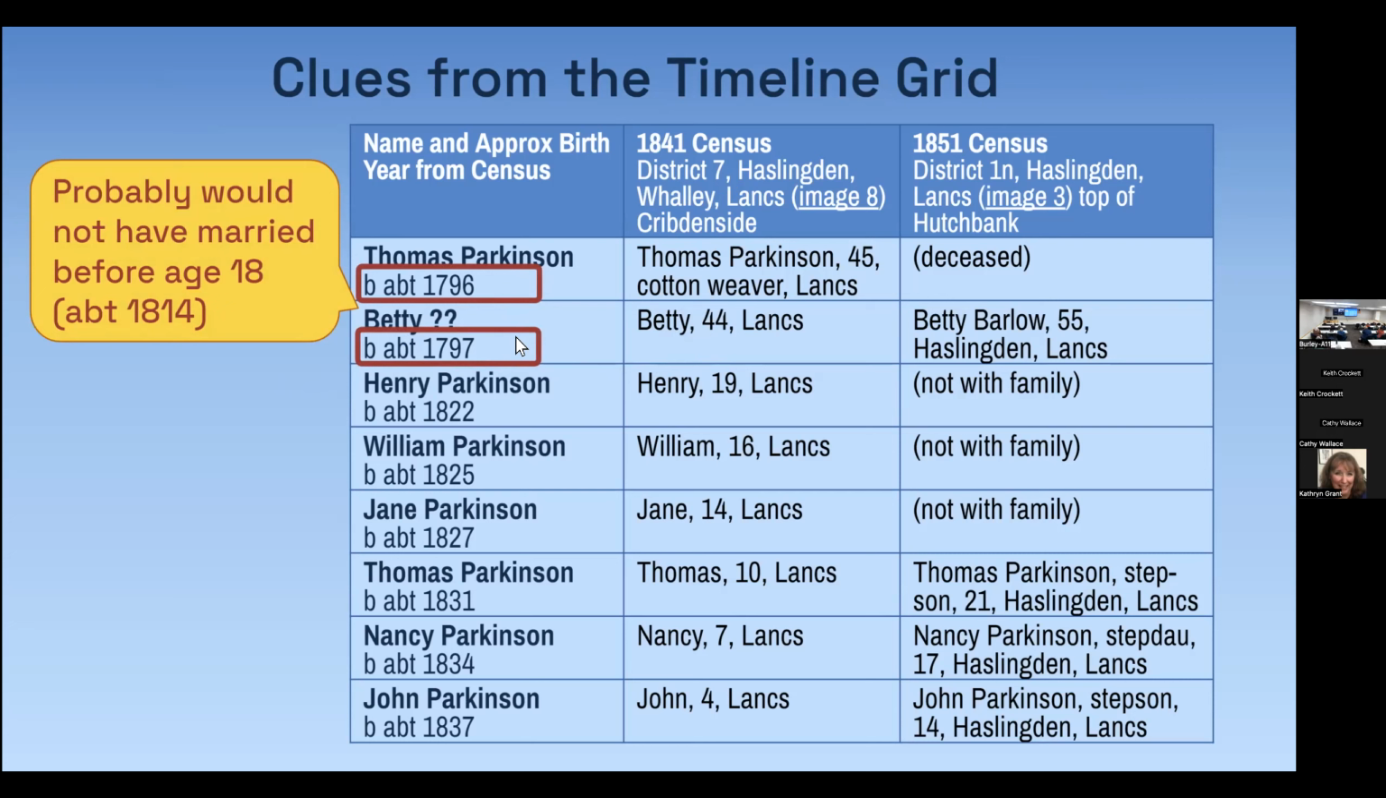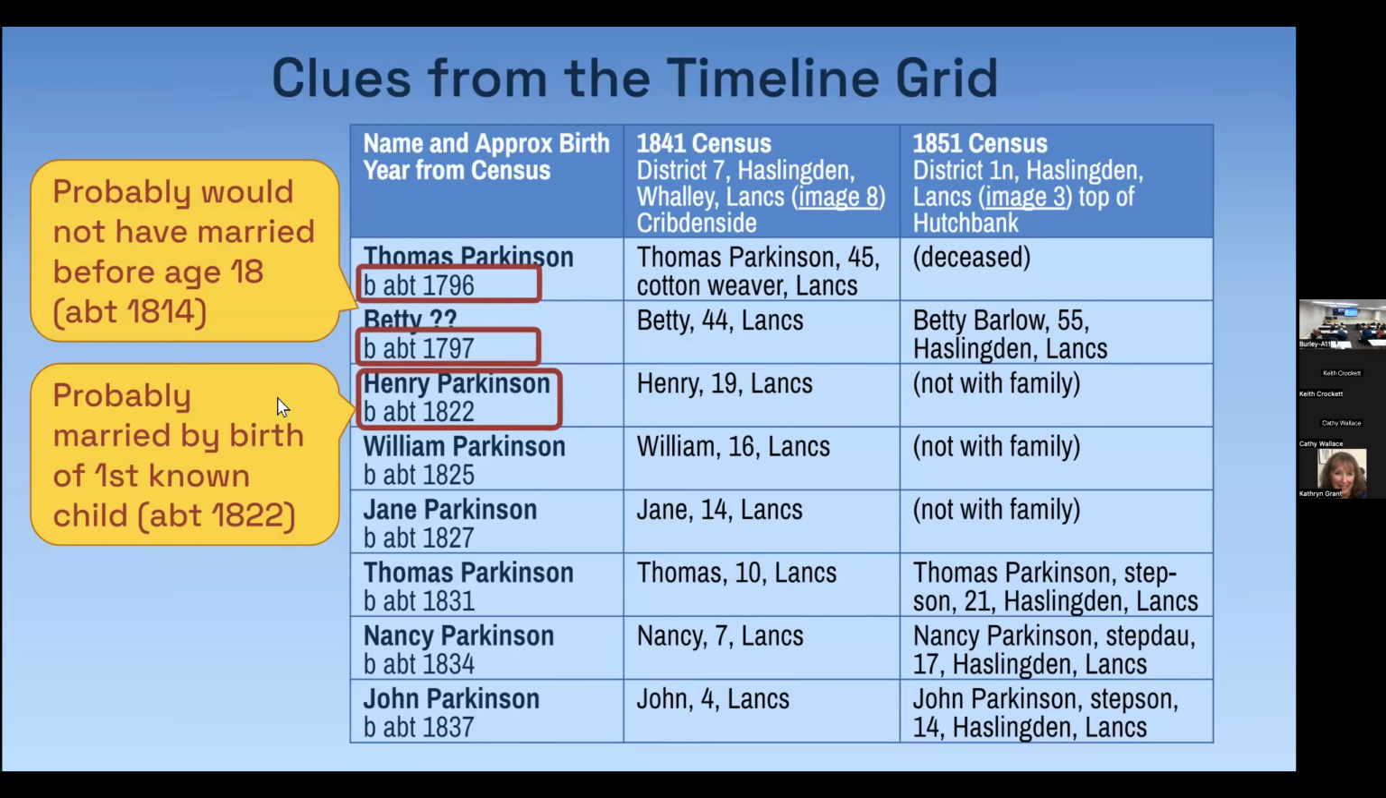There were exceptions, but usually not. So I want to start searching in about 1814, when these kids would have turned about 18. And then the first kid was born about 22. So most likely here we've got a frame, right? A time frame that probably their marriage took place between 1814 and 1822.